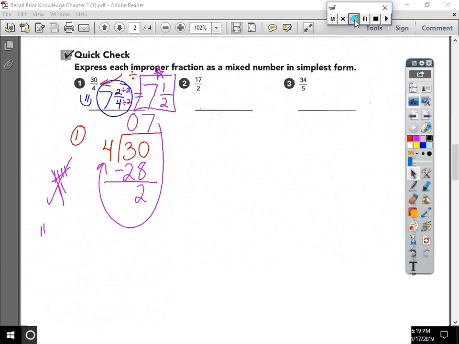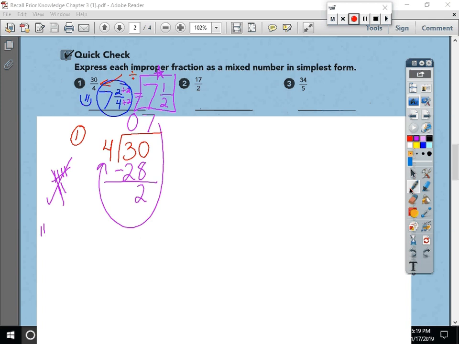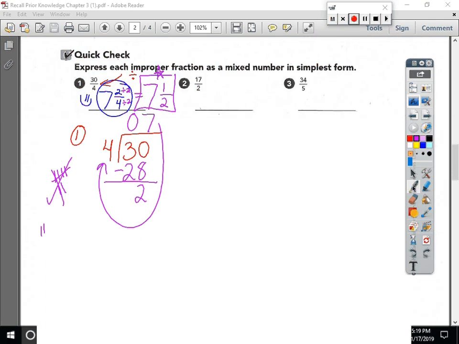For this next problem, we're given 17 halves. If you notice, that's an improper fraction. Sometimes we joke about the elephant smushing the chicken. So the top number is too big for the bottom number. In this situation, it'd be really nice if I was on a pen, wouldn't it? I'm going to try to show you that this fraction bar reminds us to divide.